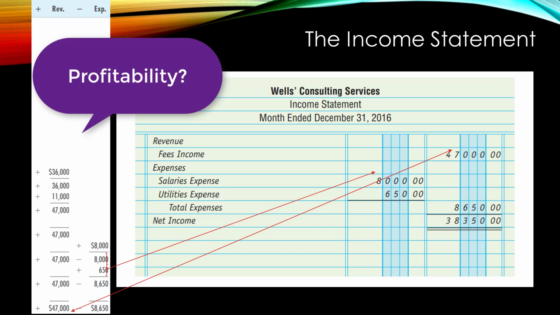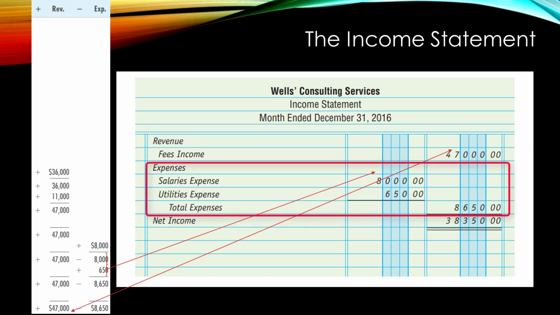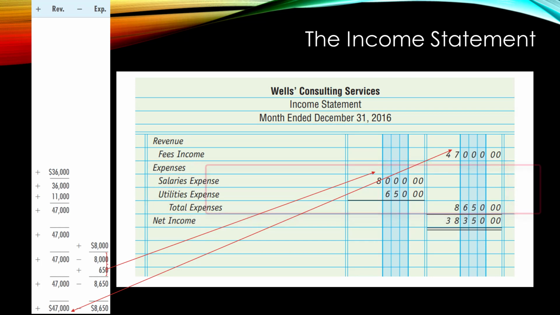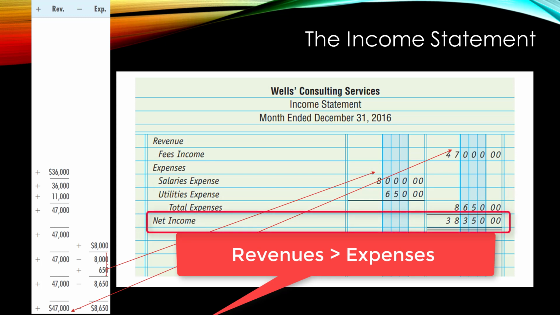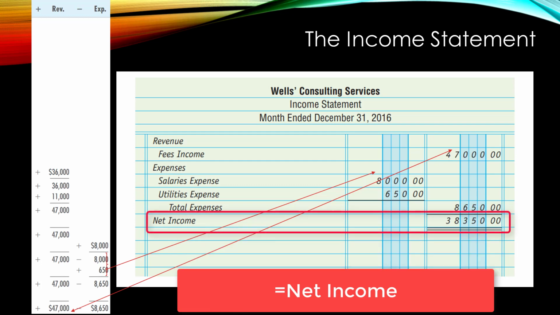The income statement shows the results of operations over a given time period. In this circumstance, you can see that it's for the month ended December 31st. It shows that the revenues generated by the consulting service were $47,000, and the expenses incurred in generating that revenue totaled $8,650. Because the revenues are greater than the expenses, we see that the bottom line is a net income of $38,350.